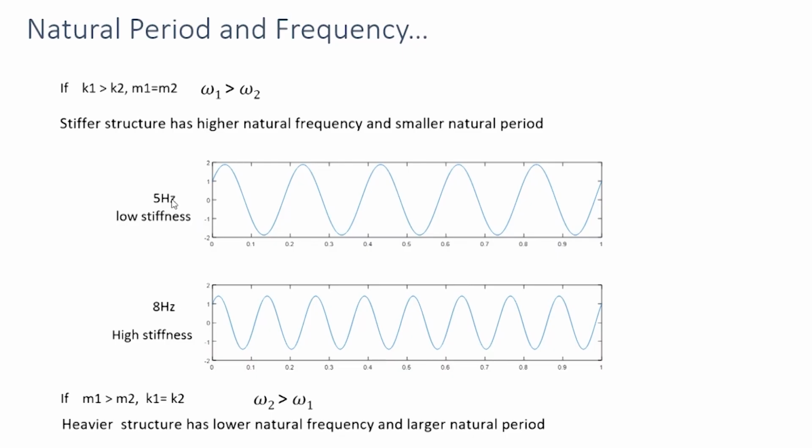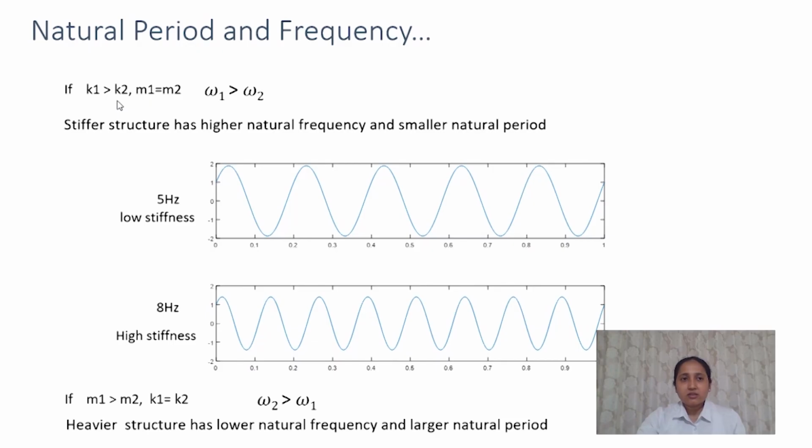So now if we have two structures, then the stiffer structure will have high natural frequency. So suppose we have two systems, their masses are equal, but one has higher stiffness compared to the other, then the structure with lesser stiffness will have lesser frequency. So this is a high period response that would correspond to the lower frequency, lower stiffness structure, and the structure with high stiffness will have high natural frequency.